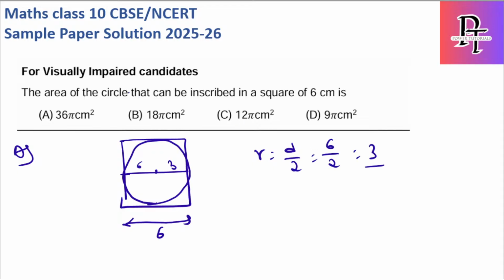And they are asking simply the area of the circle. So the area of a circle formula is simple, which is pi r square. So it is pi into 3 square, which is 9 pi, which is again option D. Okay, let's move to the next one.